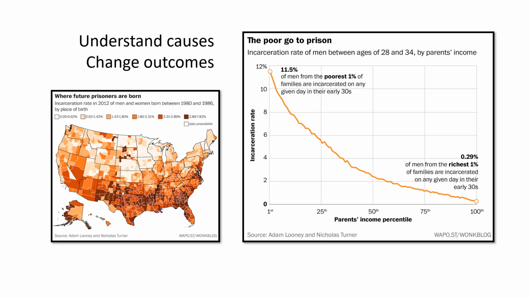This is another kind of map, helping us to understand that location and income have disproportionate effects on incarceration. You might look at this, feel indignant, and want to advocate for change.